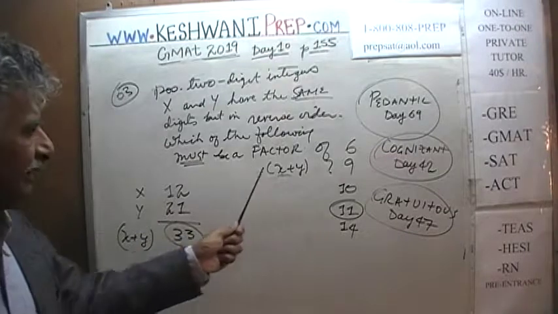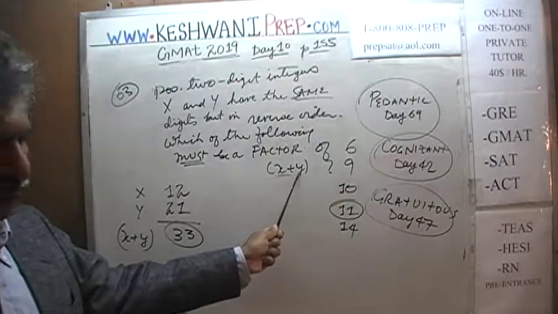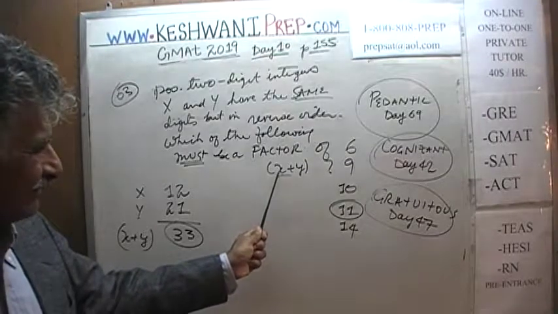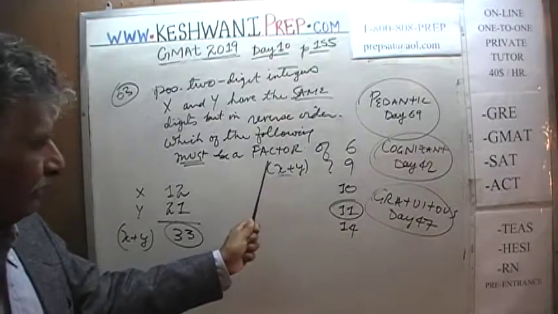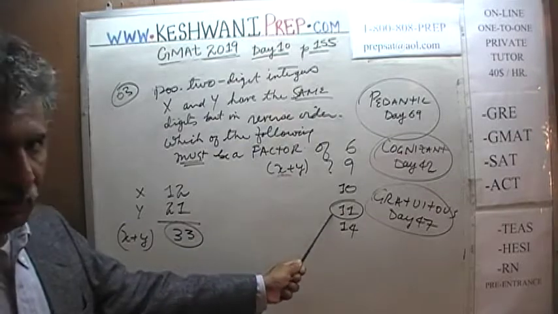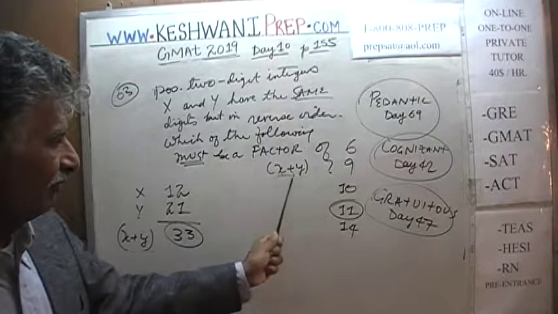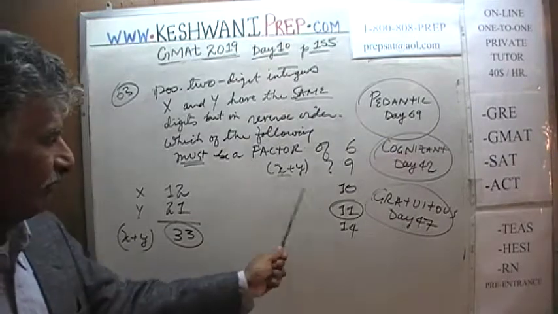In other words, if the sum of these two integers x and y, such that they have the same digits but in reverse order, is a multiple of 11, then which of the following must be a factor of the sum of these two integers? 11 is a factor of x plus y. 11 is a factor of their sum.